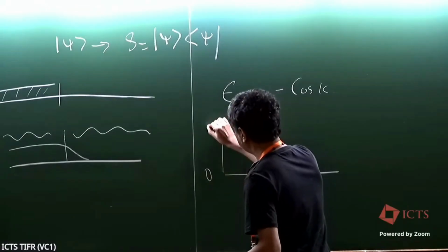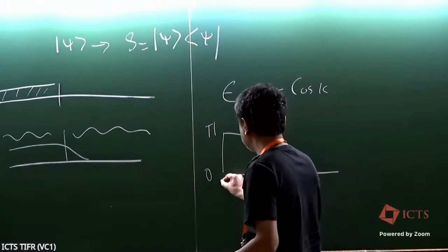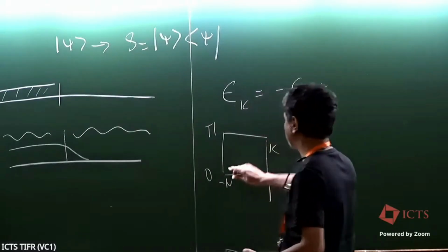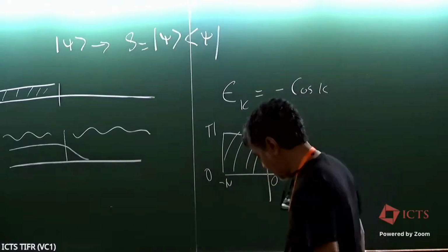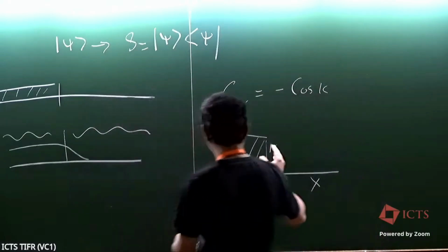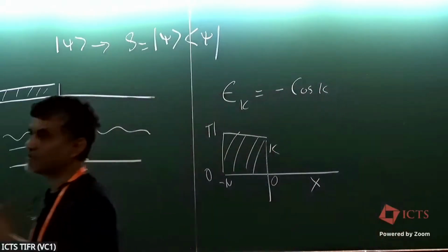So k goes from 0 to pi. It's a fully filled lattice, and from, let's say, minus n to 0. So this is completely filled. So this is my initial phase space density, and now when I open this, it's going to evolve in some way. So with time, this is what we need to solve.